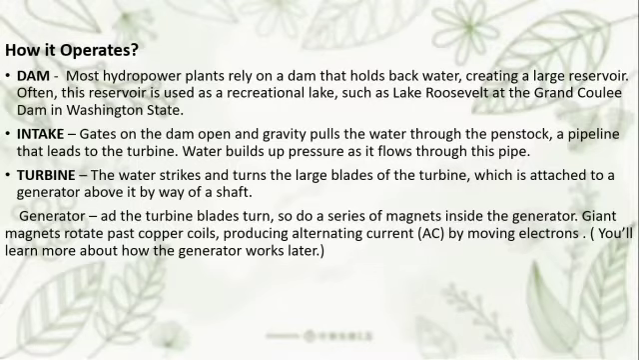Water builds pressure as it flows through this pipe. Turbine. The water strikes and turns the large blades of the turbine, which is attached to a generator above by way of the shaft. Last, generator. As the turbine blades turn, a series of giant magnets inside the generator rotate past copper coils, producing alternating current (AC) by moving electrons. You'll learn more about how a generator works later.